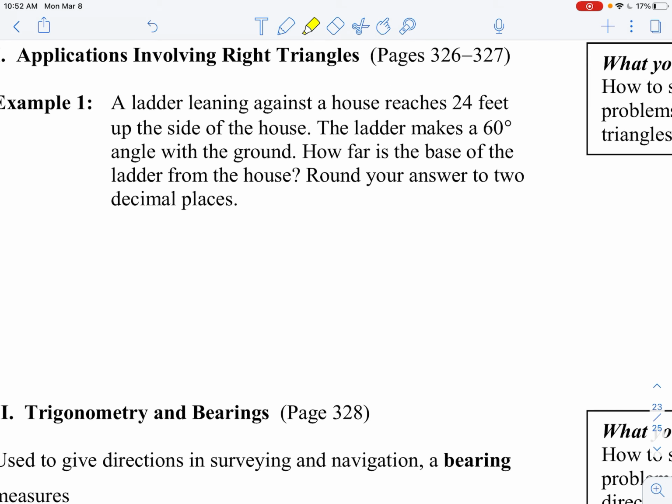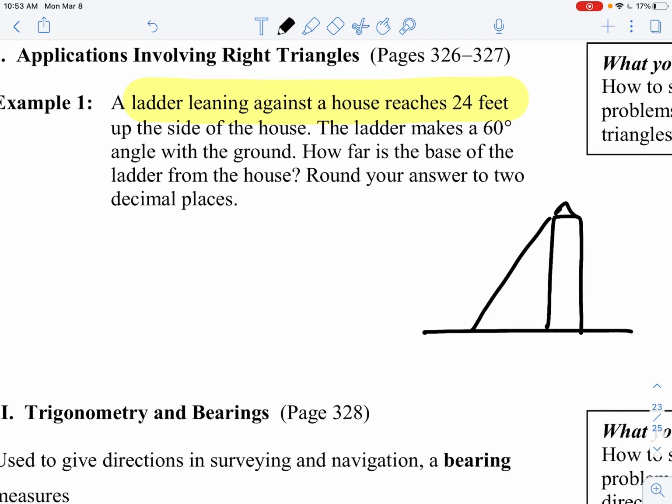So here we go. A ladder leaning against a house reaches 24 feet. So let's draw that. So here's the house. Okay, it's a very small house. Here's the ground. And here's the ladder. Okay, so there's the ladder. And it says it reaches 24 feet up the side of the house. So where is 24 feet? And it's up the side of the house. So we say this is 24 feet.